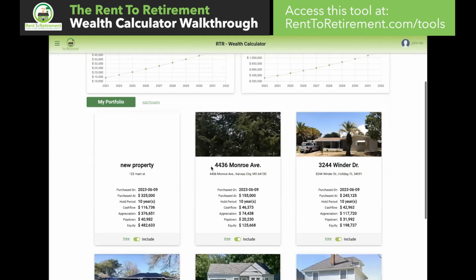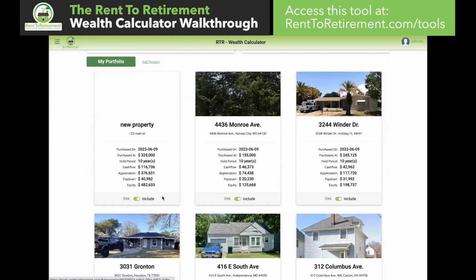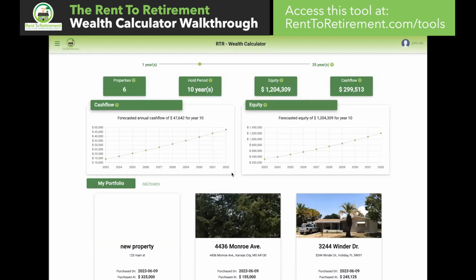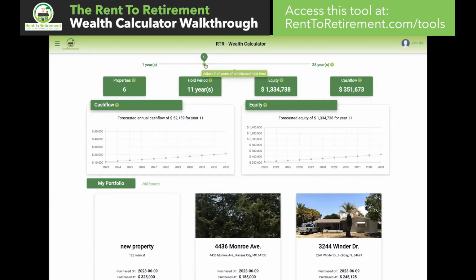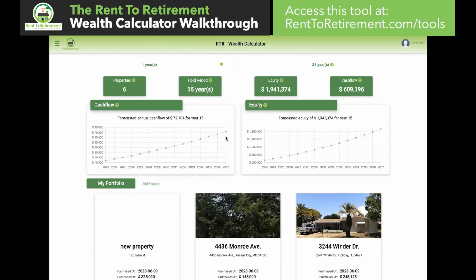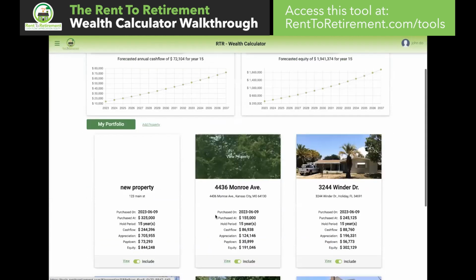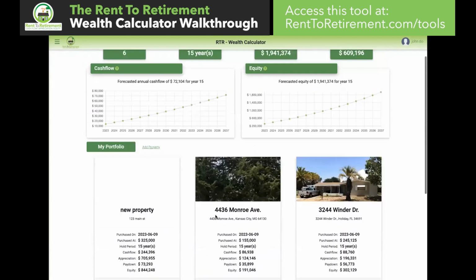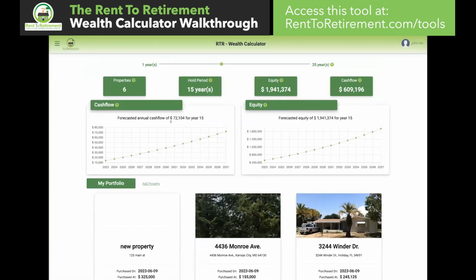Then we can go back. When you go back to your portfolio, you can see here's our new property added into the additional ones here. So we can see, with this new added property, what our annual cash flow is going to be based on the year that we're evaluating. So again, we're year 10 here. Let's say we go to year 15. We can see that if we just didn't buy a single other property and held these 6 properties here for 15 years, we would have an annual projected cash flow of $72,000, and we would have an equity position of almost $2 million.